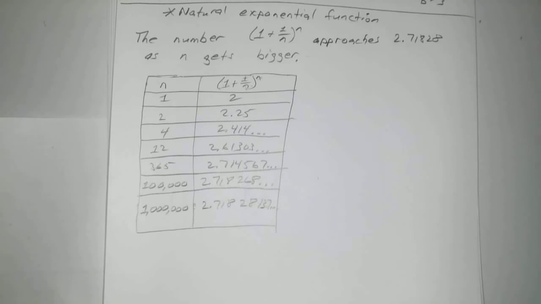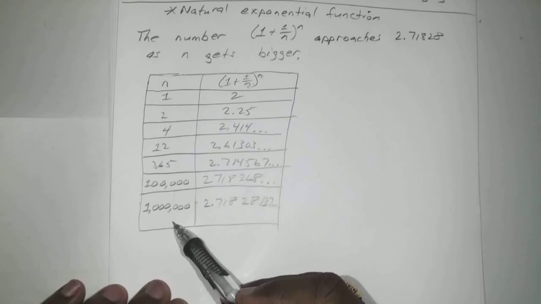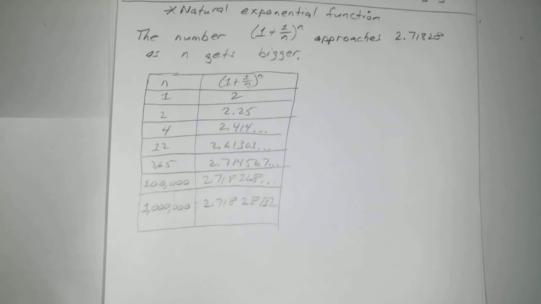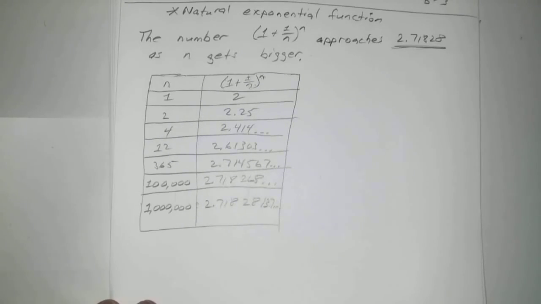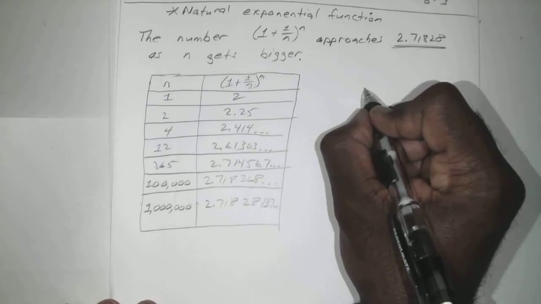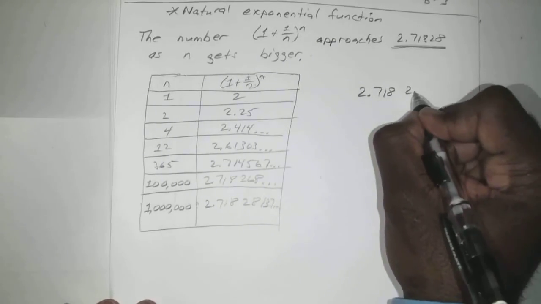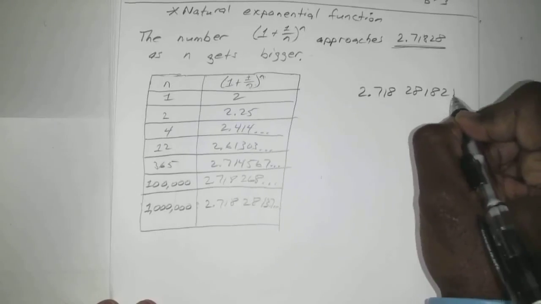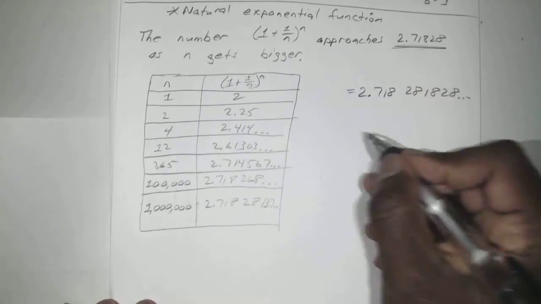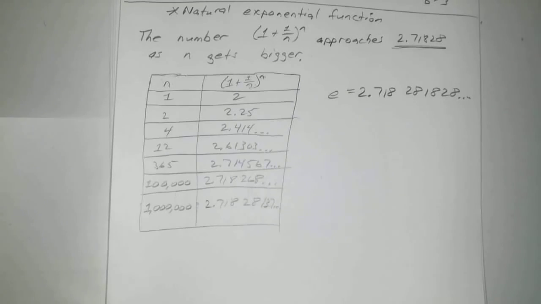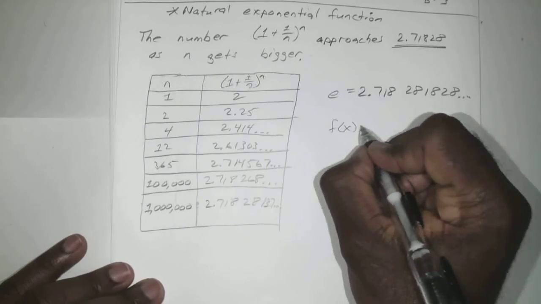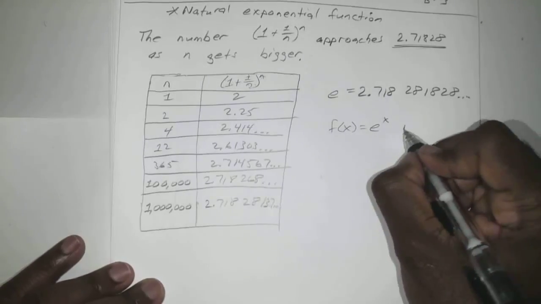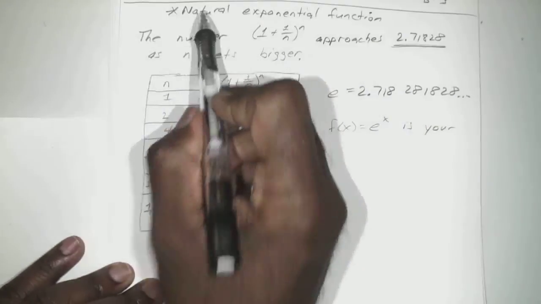And we can just keep on plugging it in. And as you make it 1,000,000, 5,000,000, 1,000,000,000, 1,000,000,000,000, whatever you make it, it'll just keep getting closer and closer and closer to that value. So 2.718281828, and it keeps on going. We just make that E. So when you see that E in your calculator, that's all it is. Okay, so f of x equals e to the power of x is your natural exponential function.